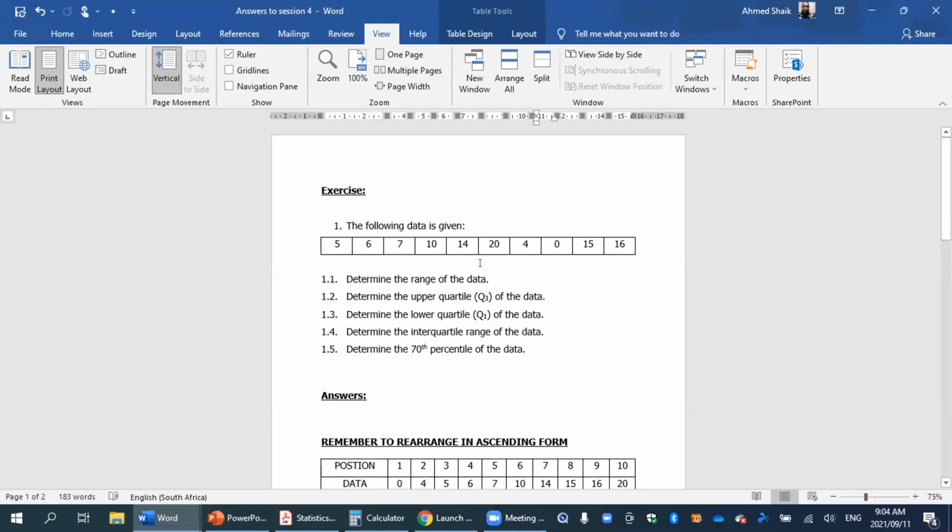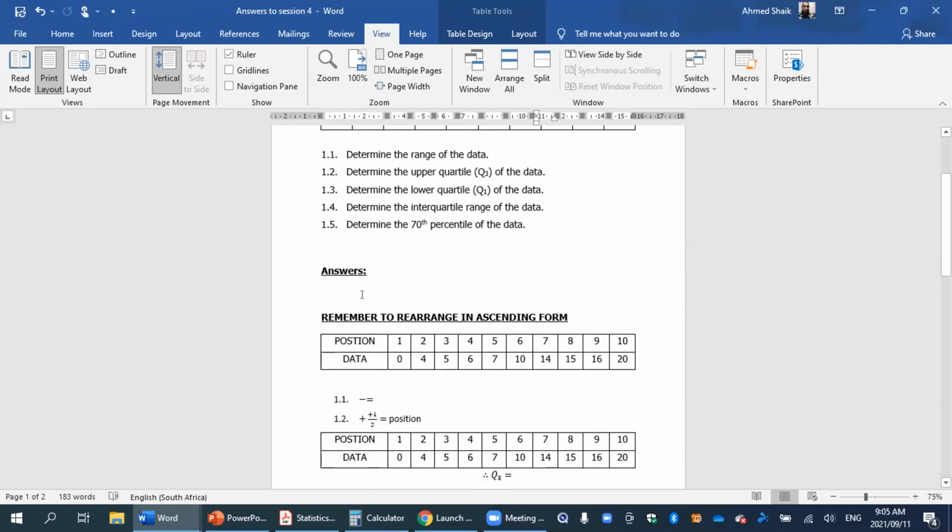Last week's exercise, number one: the following data is given. We have 5, 6, 7, 10, 14, 20, 4, 0, 15, and 16. That tells us we have 10 data values in this set. Let's look at the questions that were asked regarding this data set. Number one, determine the range of the data.